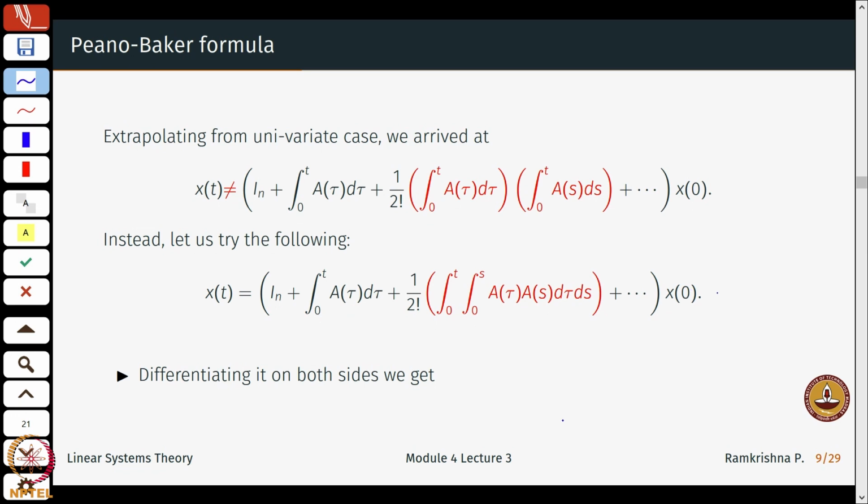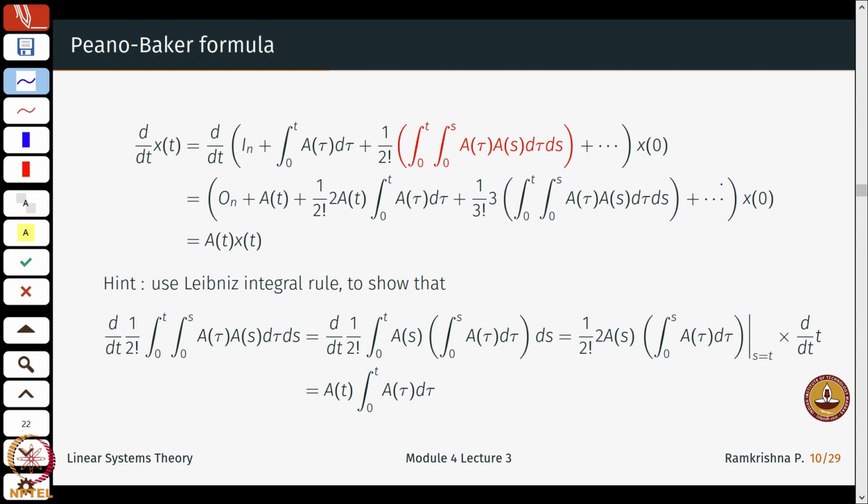That is true also in the previous case. In that case, we could retain the initial condition, but the solution did not satisfy the differential equation. Now, I keep on doing the differentiation and actually see that this satisfies my original differential equation.